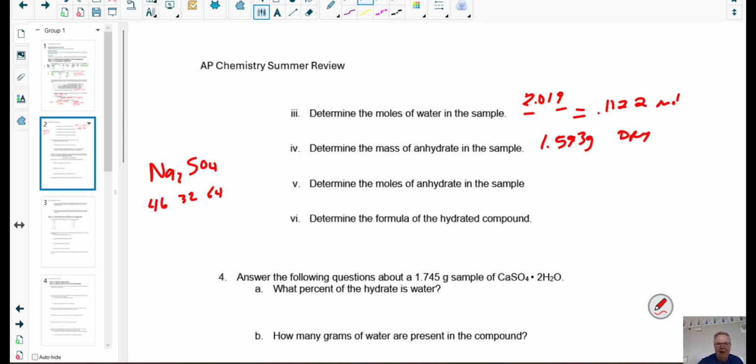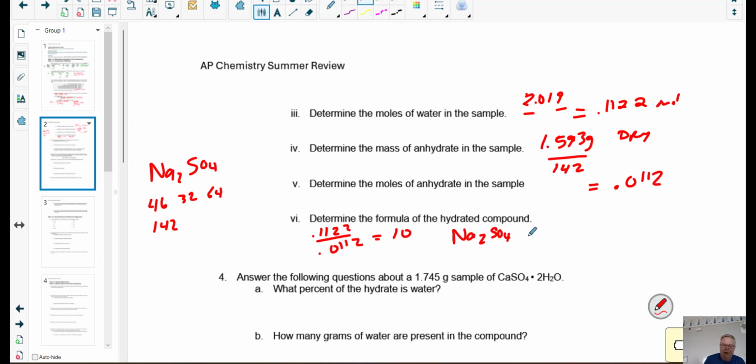So if I add all that up, now we know the moles of the water, and we know the moles of the anhydrate, and so we can just do a ratio. If I take the 0.1122 divided by the 0.0112, that gives me approximately 10 moles of water. So I know then that it's going to be Na2SO4 and then a dot, and then 10 moles of water. And so that's how we write that hydrated compound.